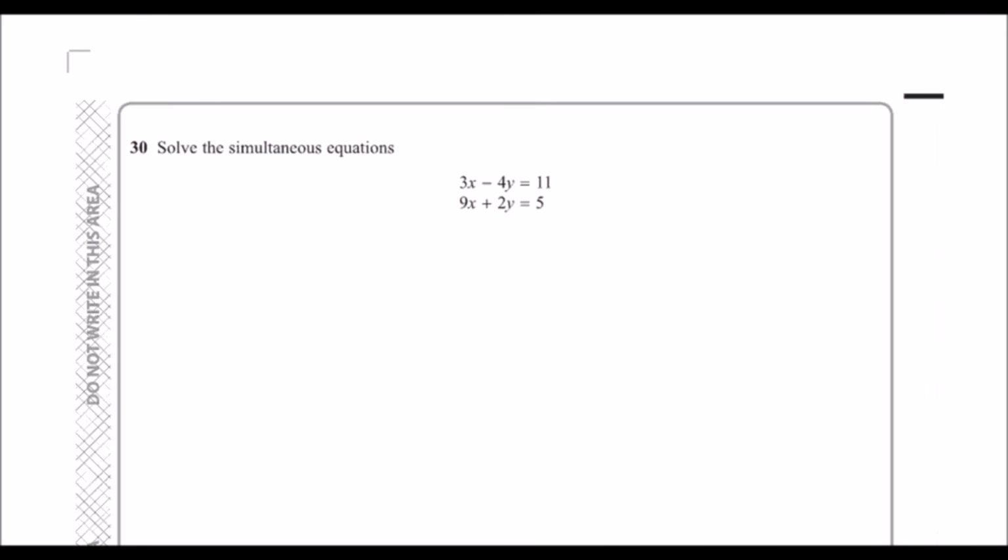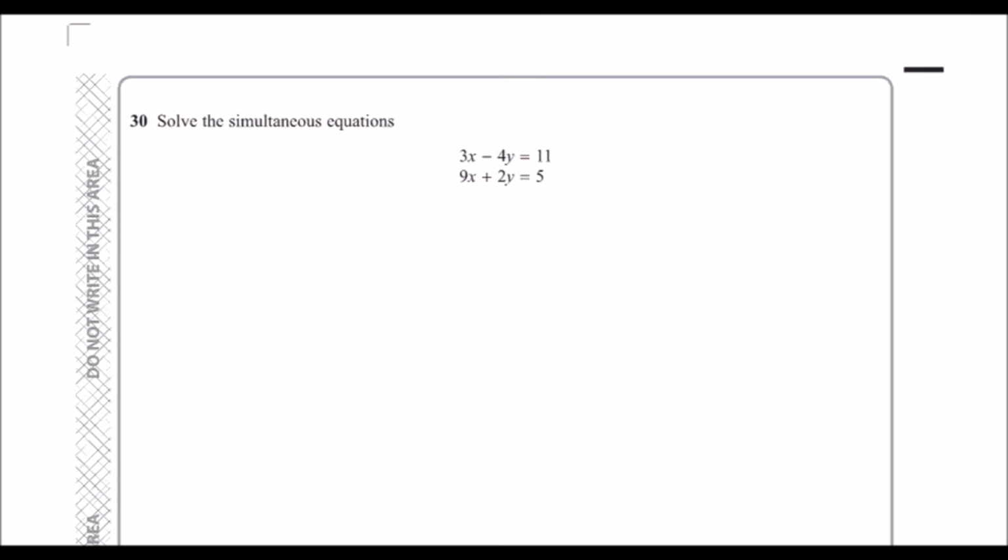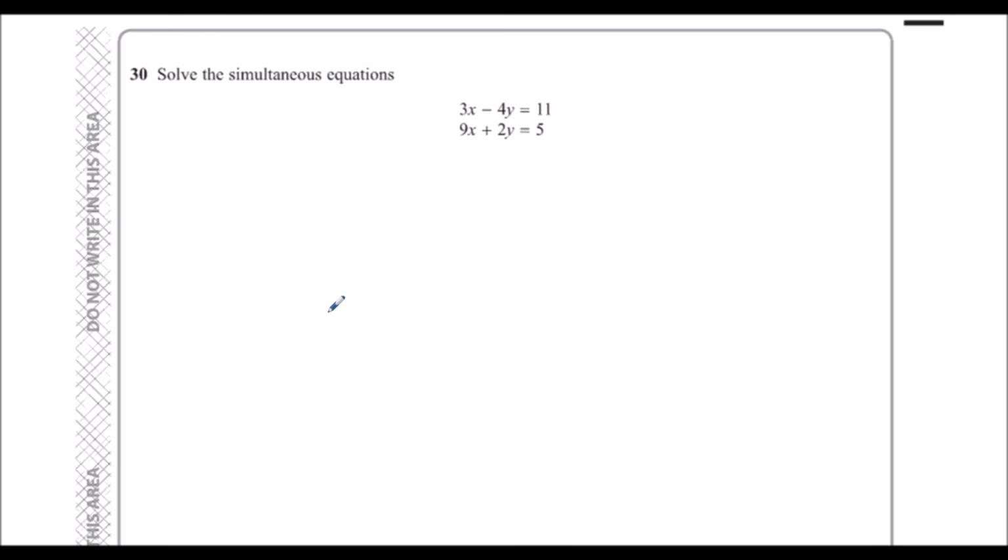Question 30. Solve the simultaneous equations. So we're going to solve them by elimination. To do that, we either need to make the x's the same or the y's the same. So I'm going to make the x's the same. So I'm going to times the top equation by 3, and I'm going to leave the bottom one as it is. So let's multiply everything in the top equation by 3.